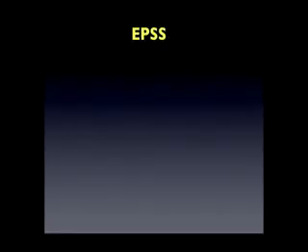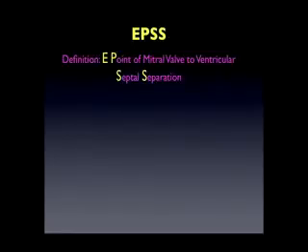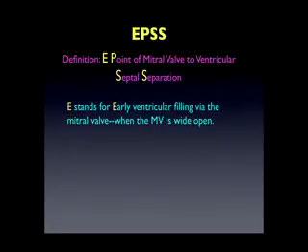There is something called the EPSS. The definition is that the EPSS is the E point of the mitral valve to ventriculoseptal separation. Let's simplify that a little bit. The E stands for early ventricular filling via the mitral valve when the mitral valve is wide open. In other words, it's the space between the anterior leaflet of the mitral valve and the septum.